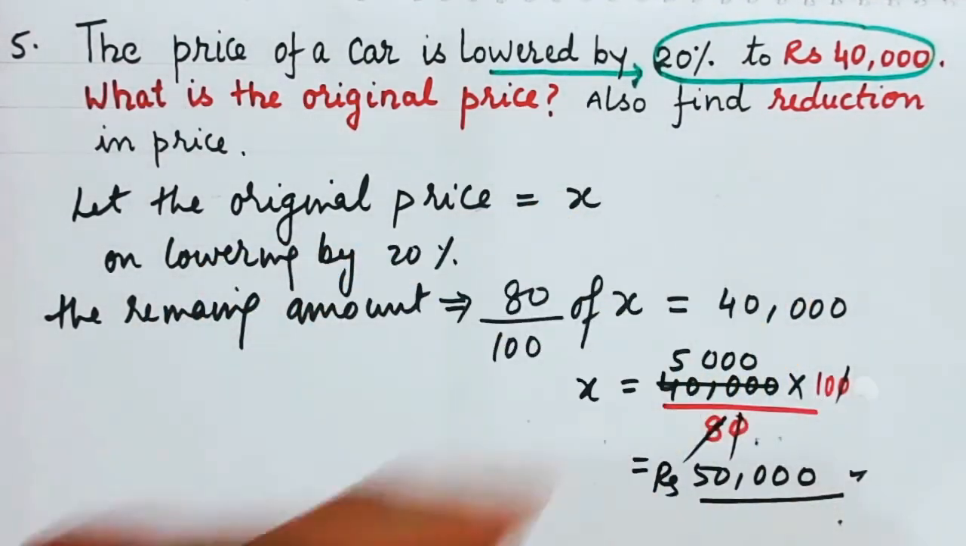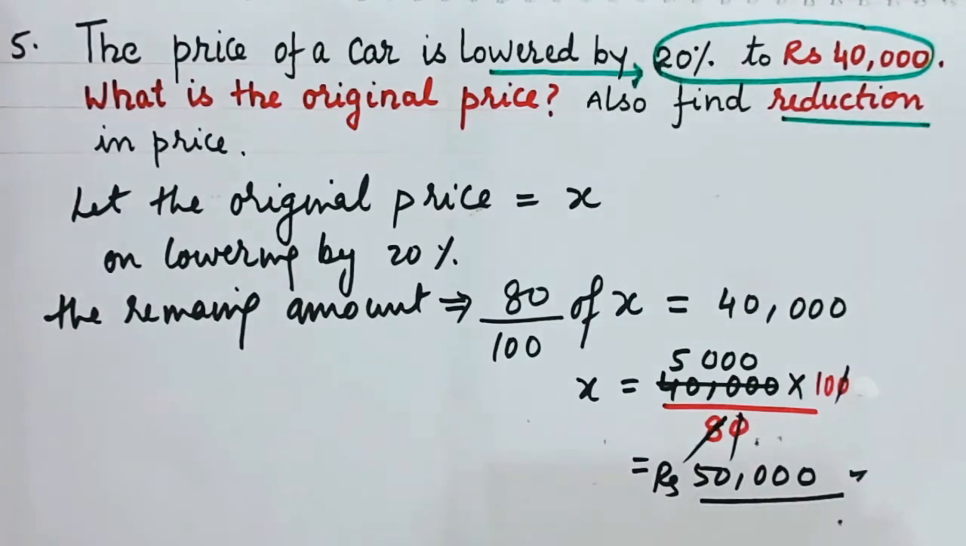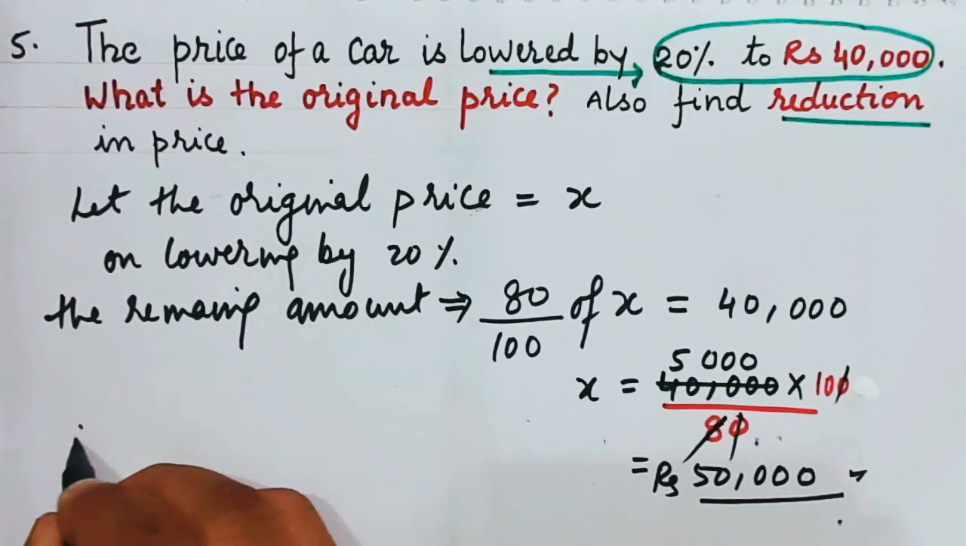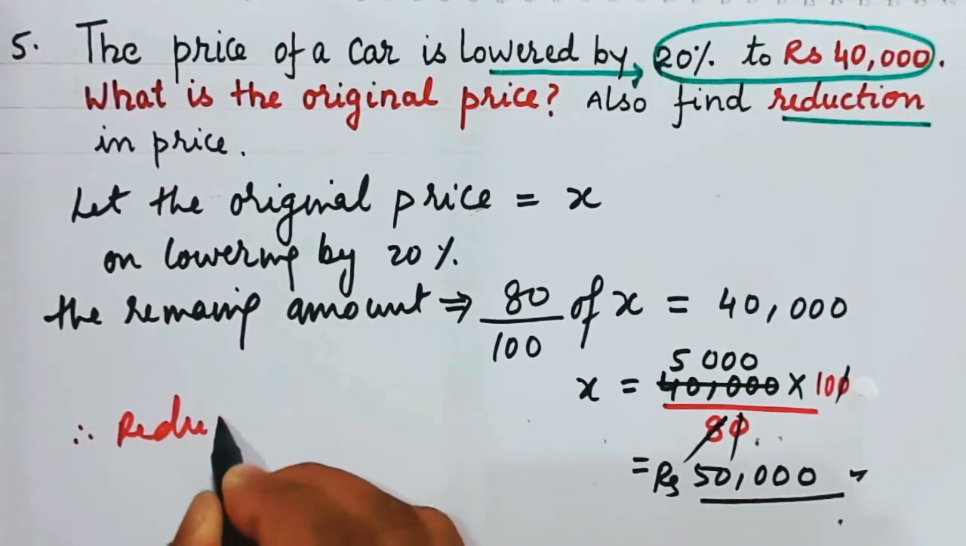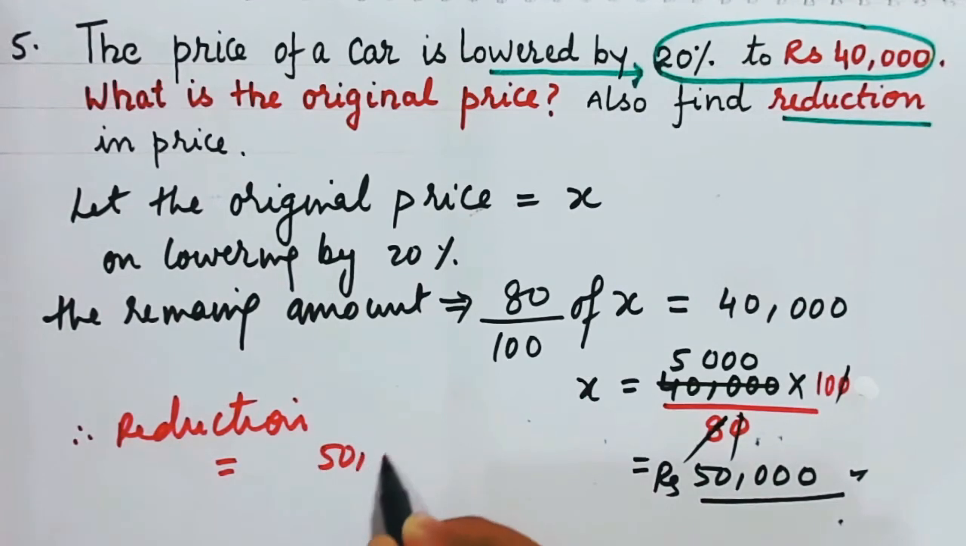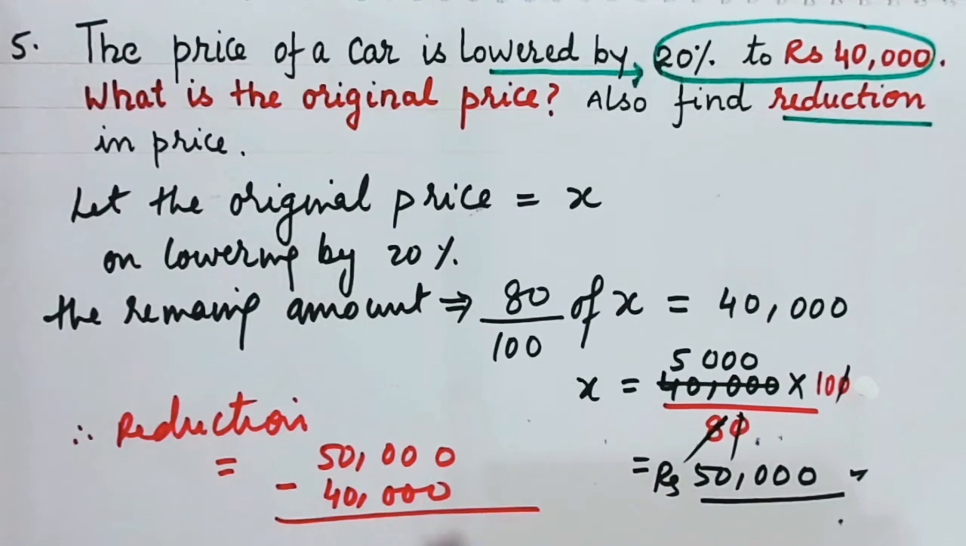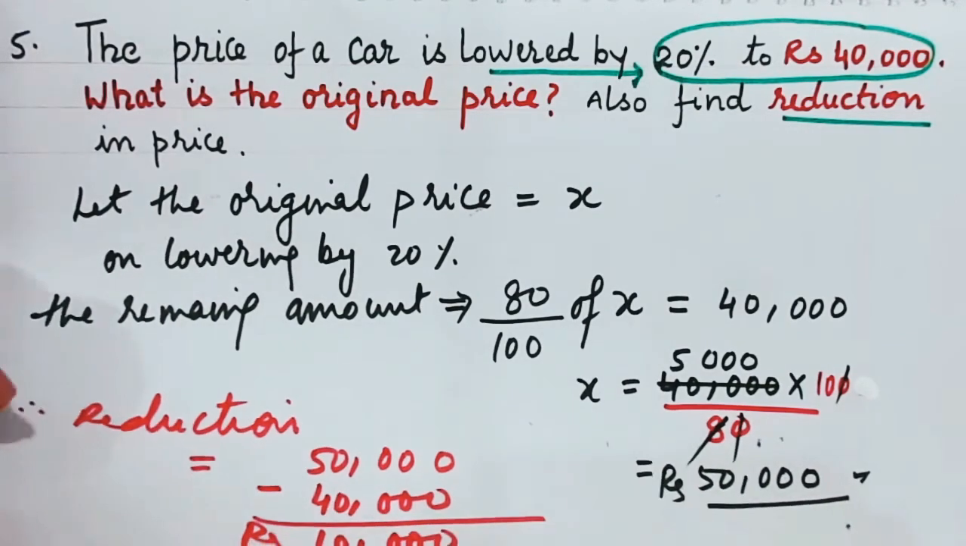Also find the reduction. You are being asked the reduction. How much was the price reduced? Therefore, reduction is equal to rupees 50,000 minus this 40,000, which will give you 10,000 rupees. 10,000 is the reduction.